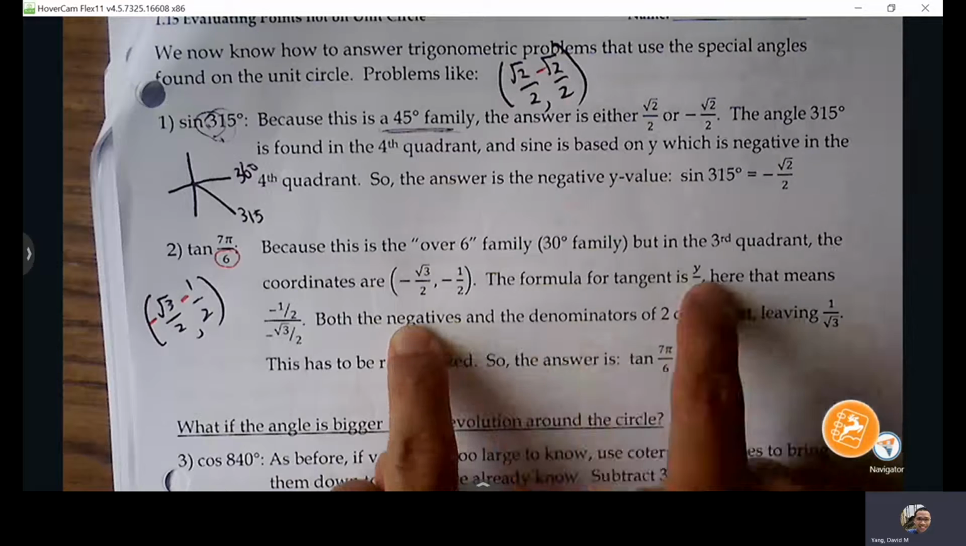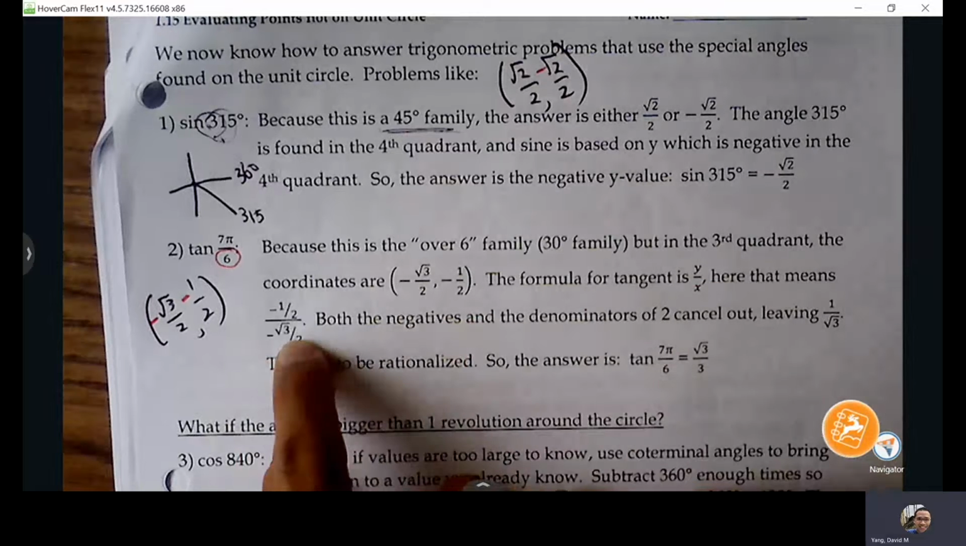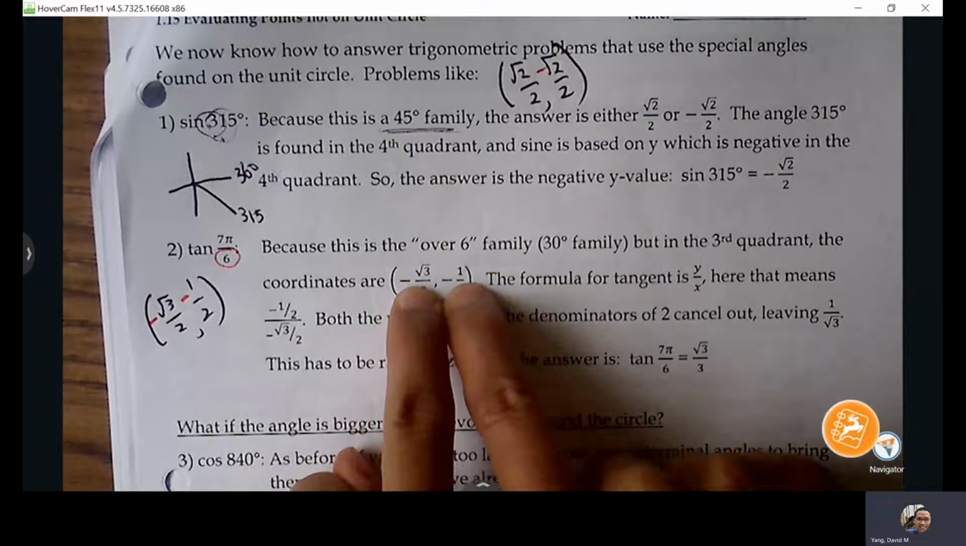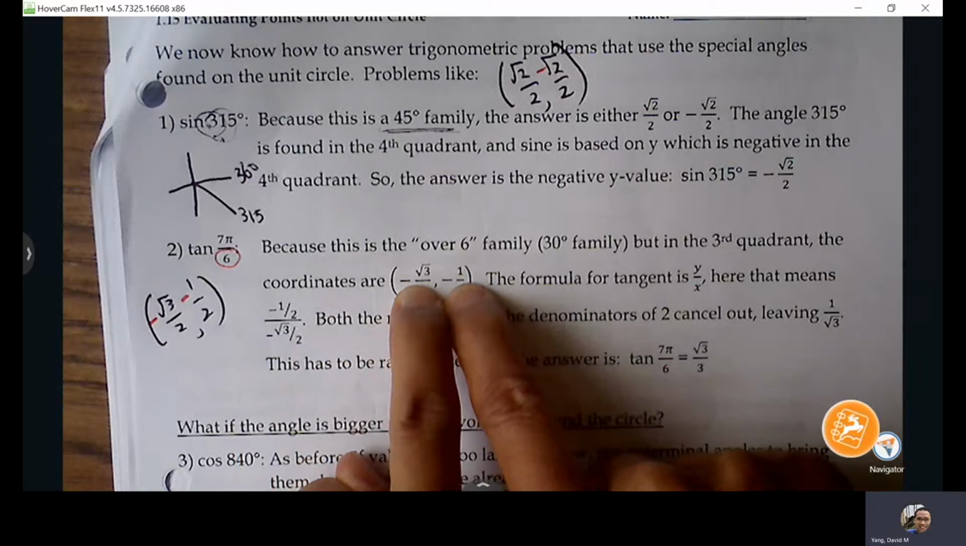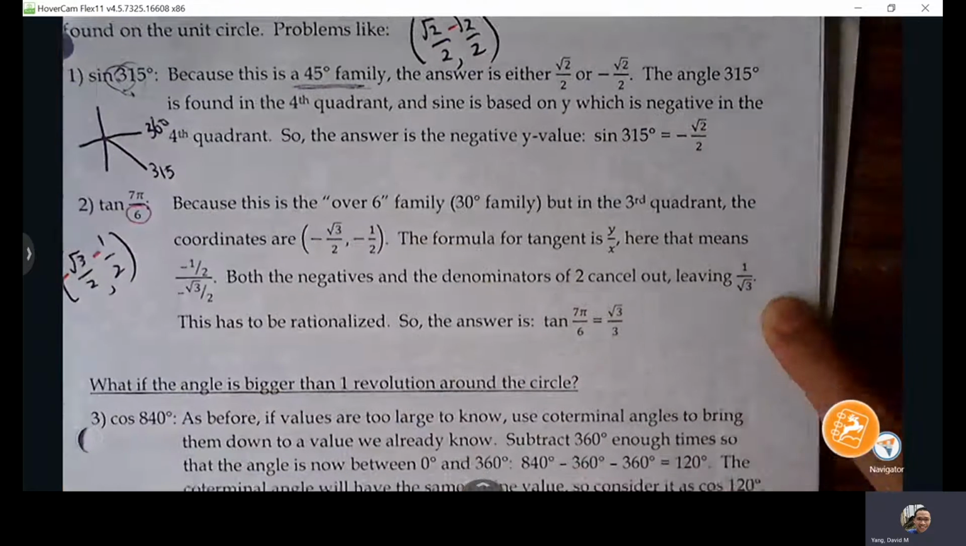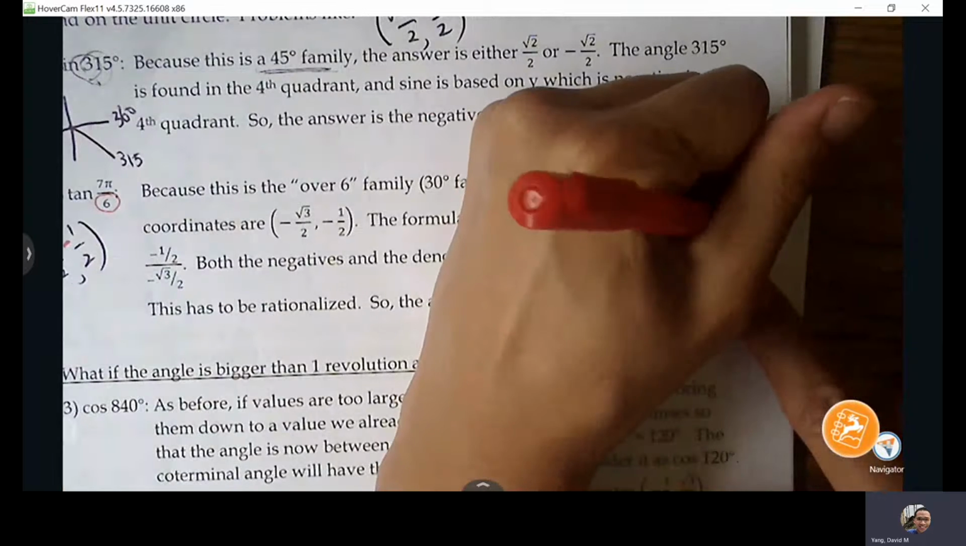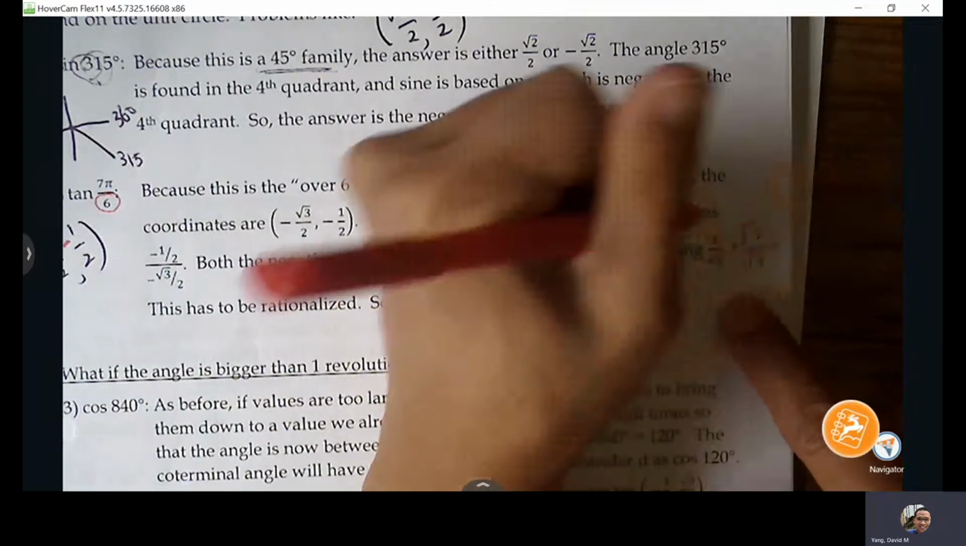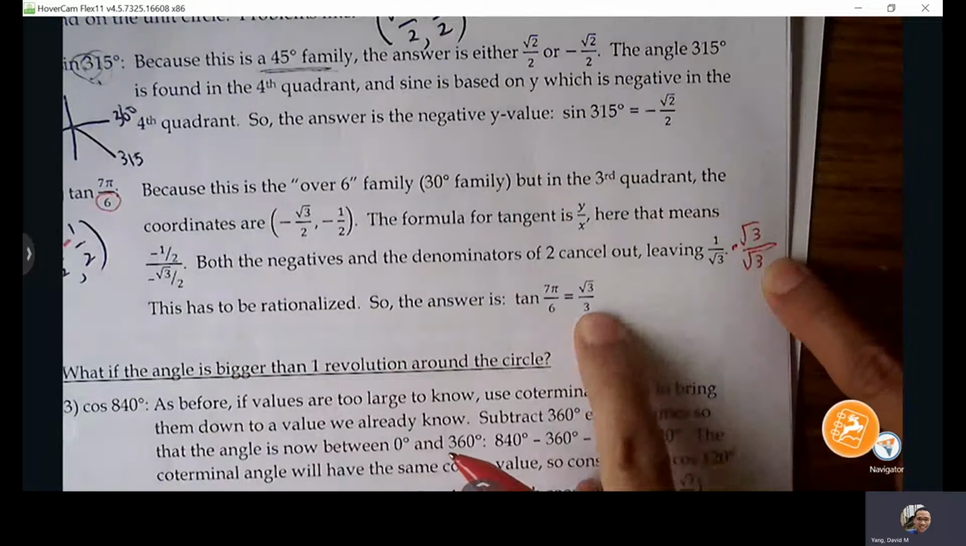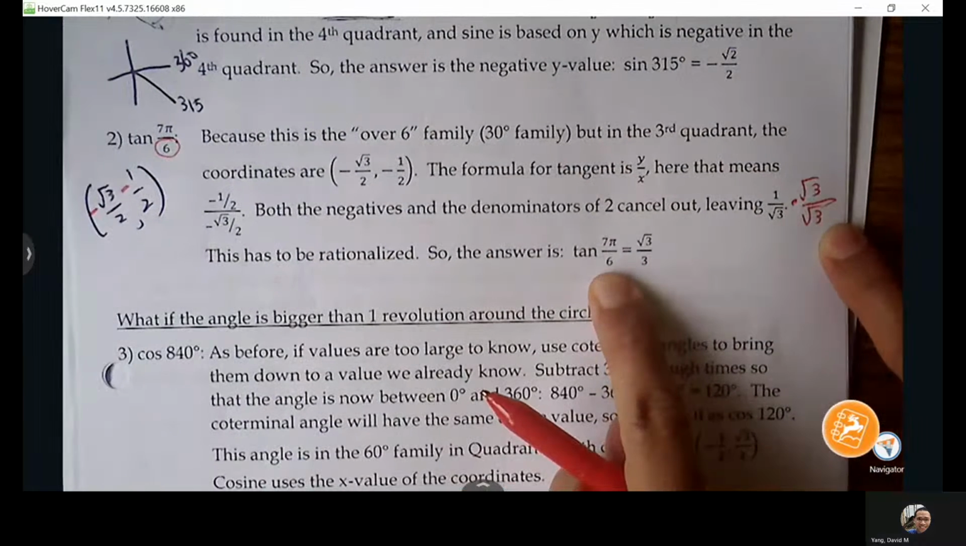Okay. And then we look to see what tangent is going to be using those ordered pairs. We know tangent is y over x. You can write it this way, but I think it's easier if you just cover up the denominators and just do y over x. So negative 1 over negative root 3. The negatives cancel out, so I'm left with 1 over root 3, but it's not rationalized, so I can rationalize it by multiplying numerator and denominator by root 3. I get root 3 over 3.